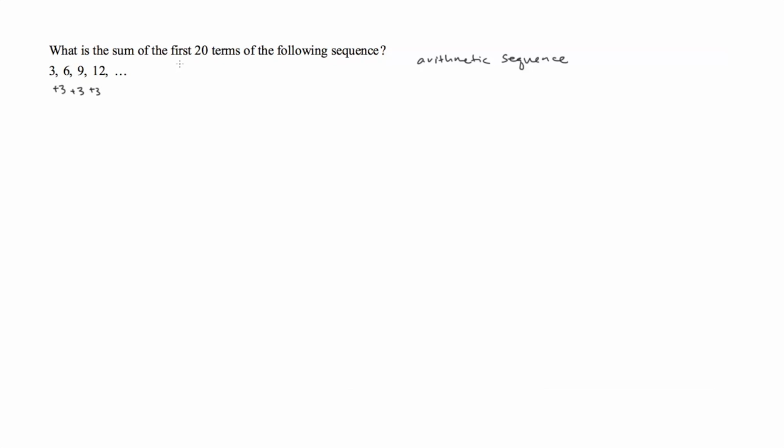We need to find the sum of the first 20 terms. One way to do this is by brute force, if you have a whole bunch of time and if you're very careful: just take out your calculator and do 3 plus 6 plus 9 plus 12 plus 15 plus 18, all the way down until you have all 20 terms. But of course, that's not the most efficient way to do this.